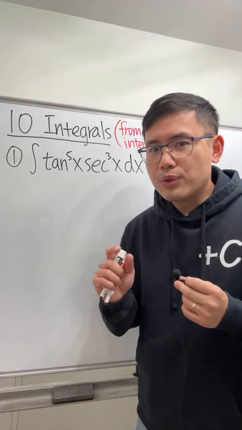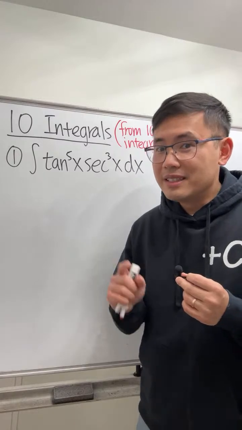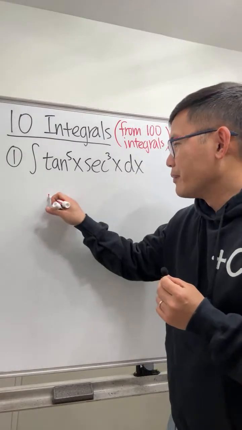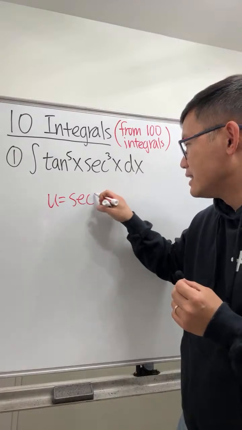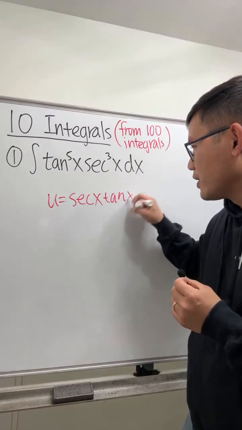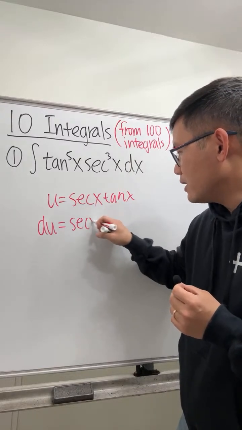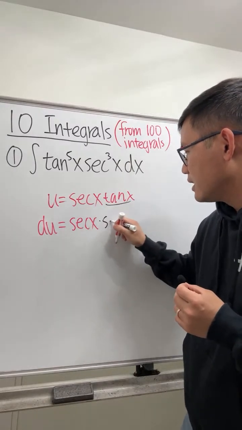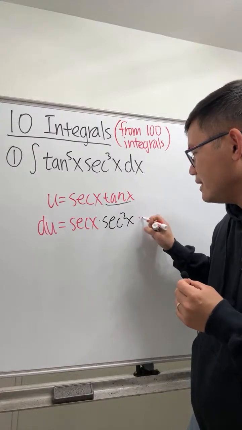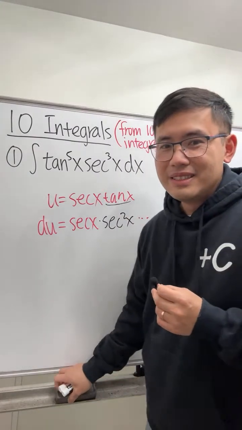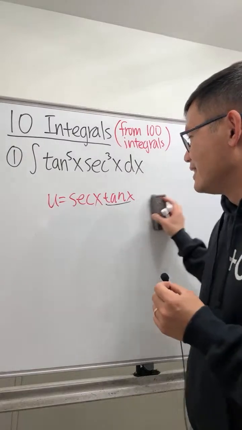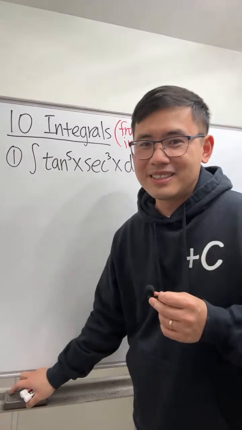If you let u equal secant x times tangent x, the derivative is going to be quite crazy though. If you take the derivative of that, wow, you will have to use the product rule. You keep the first one times the derivative of the second, and yeah. So, I don't think so. That's not going to work.